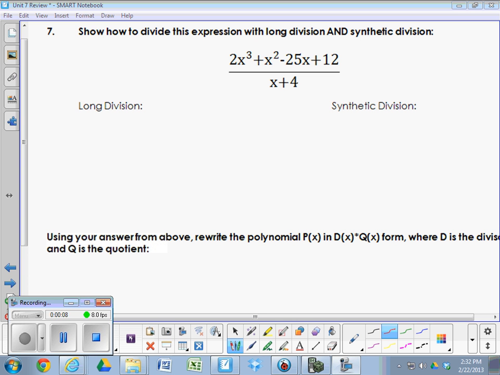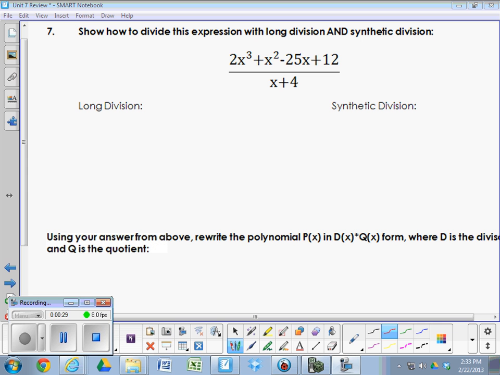Greetings, Double O Boo. Your mission, should you choose to accept it, is to complete number 7. Show how to divide this expression with synthetic division. Good luck, Captain. Thank you. Here we go.